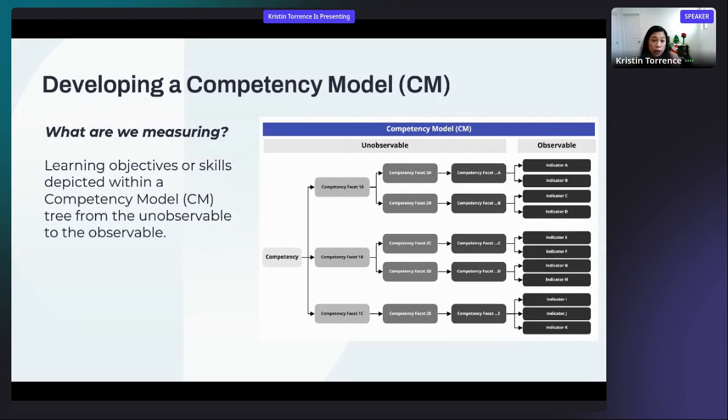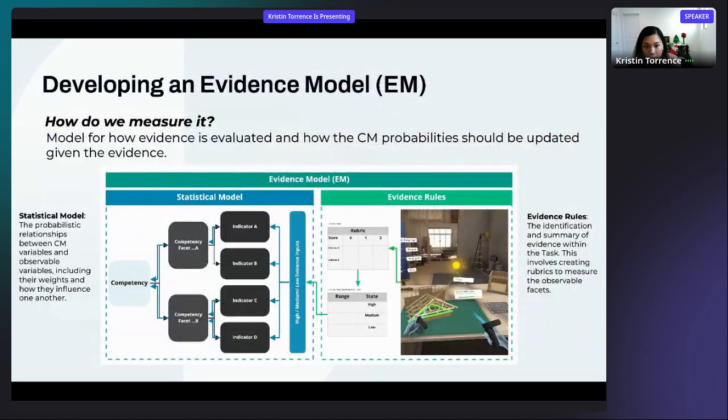During this stage of developing a competency model, you can also collaborate with subject matter experts to really help you define these learning objectives, defining these competencies, right? And unpacking what each of these competency models look like from the abstract to the more observable indicators. And they can help you model how these facets relate to one another.